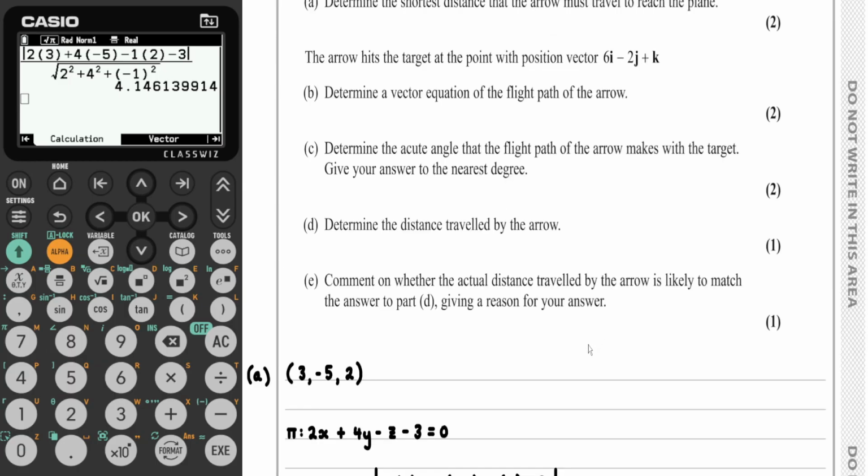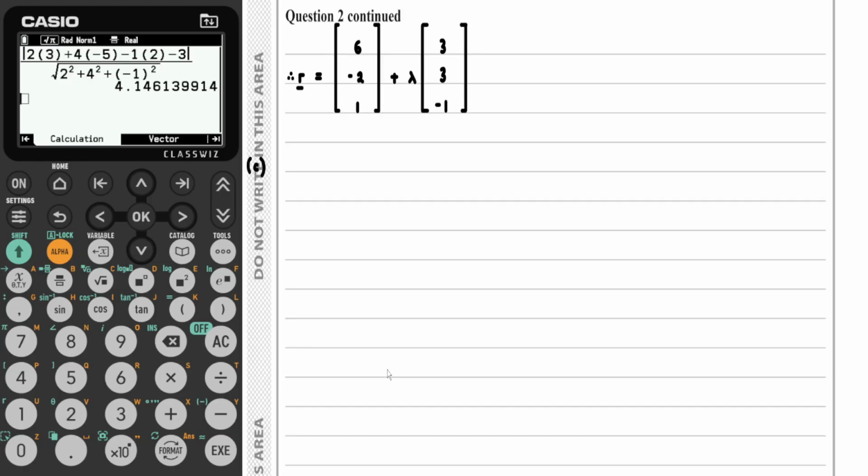Part C. Determine the acute angle that the flight path of the arrow makes with the target. Give your answer to the nearest degree. Let's draw a diagram. We've got this plane pi, and we've got this line L, and perpendicular to pi is the normal vector, which I will call n. What we need to do in this question is work out the angle between the plane pi and the line L, and we'll call that alpha.